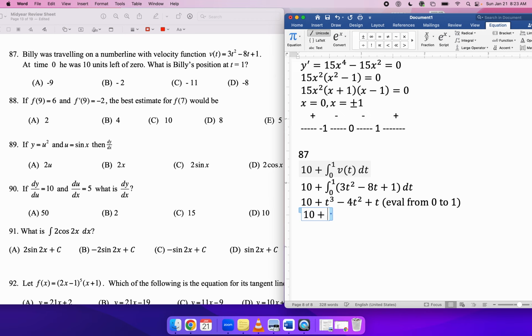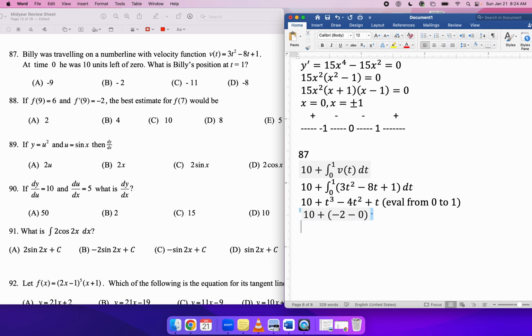Okay, so 10 plus, if I plug 1 into this whole expression, that's going to be 1 minus 4, which is negative 3, plus 1, which is negative 2. And then technically I'm supposed to subtract this whole expression evaluated at 0, but that expression evaluated at 0 is just 0. So I think it's 10 plus negative 2, which is negative 8.